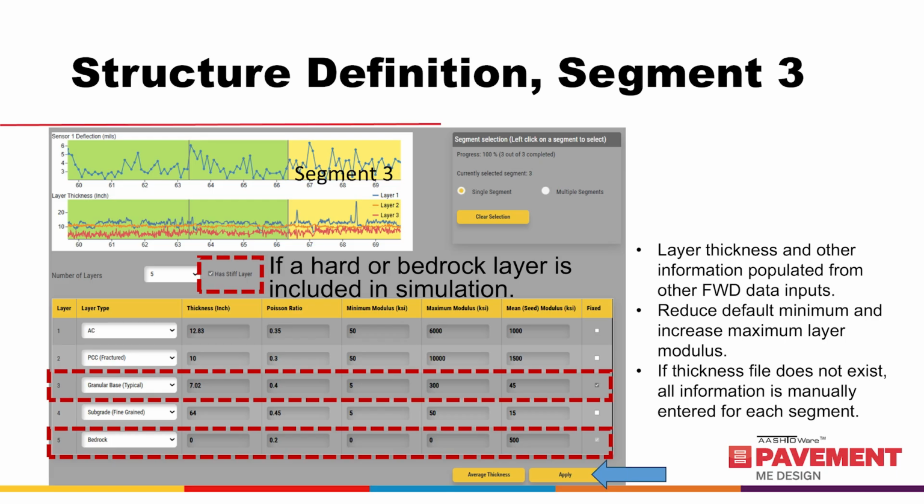As for segments 1 and 2, a 7.02-inch aggregate base would be defined as a thin layer beneath the asphalt surface and fractured PCC layers. Click on the Apply button to accept the values included for segment 3 and proceed to Step 5 in the guided process because the layer structure simulations for all segments have been accepted.